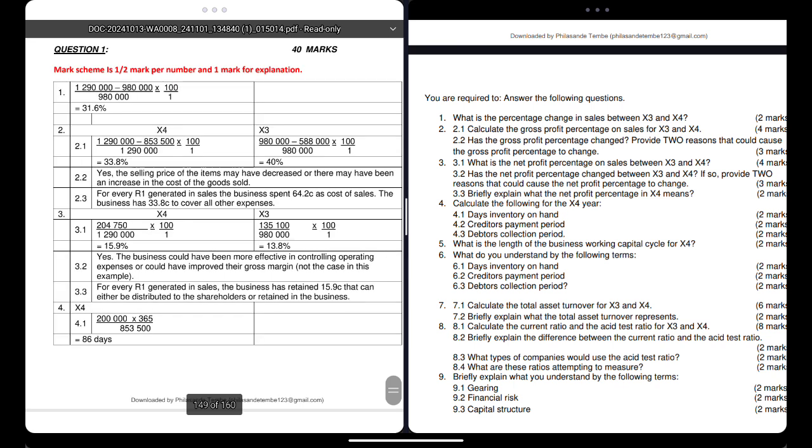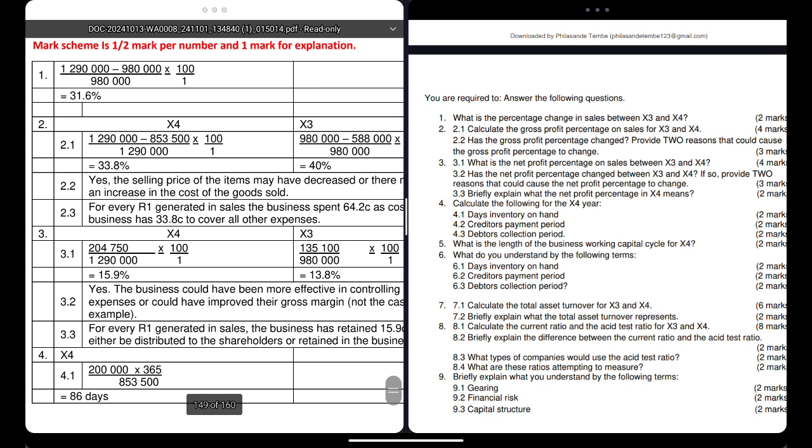Now 2.3 asks to interpret it, right? So if we have to interpret 2.1, let's say 33.8%, how do we interpret it? If you really look at it, what is 33.8%? That is 33.8 over 100. Now if we just simplify the denominator to 1, so you divide both sides by 100, you get 0.338 over 1. So gross profit is basically 33.8 cents over 1, so over 1 rand.